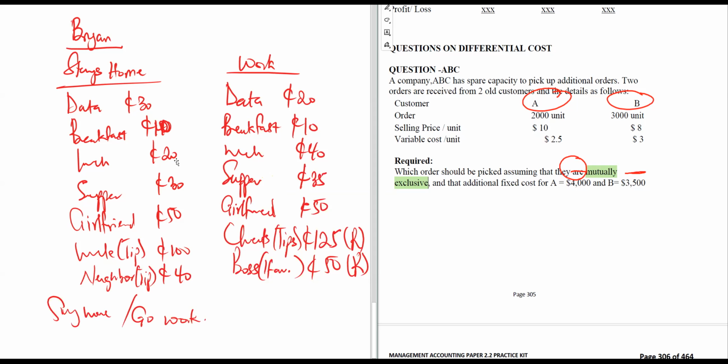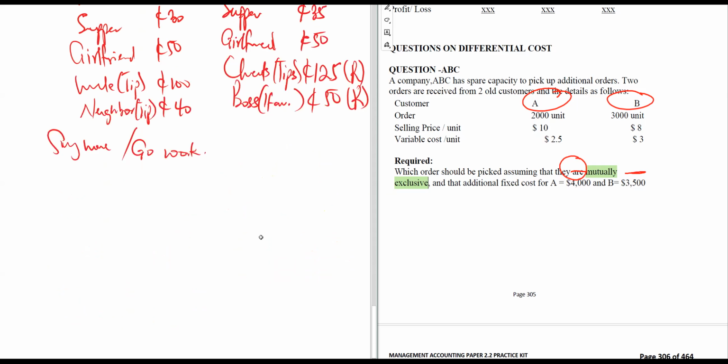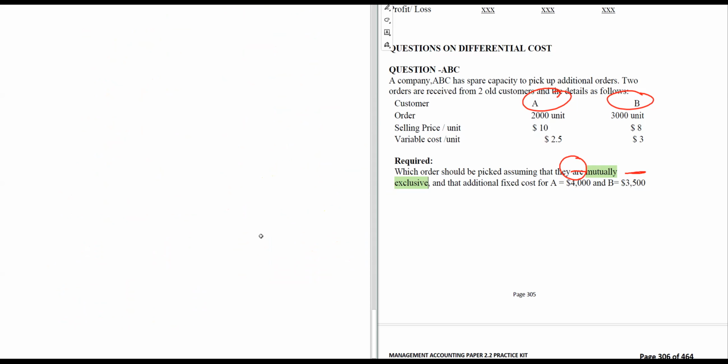I don't want us to use the differential approach because it would be easy, since we are just comparing this and this. There's an incremental of 10 here. This one is irrelevant for the decision because it doesn't change. Lunch, incremental of 20. Supper, incremental of 5. Girlfriend, irrelevant for the decision because it doesn't change. Uncle is only incremental in stay home. Then the tips for work, neighbor. You see, this one is easy, but let's use the opportunity cost approach and see if we get it.